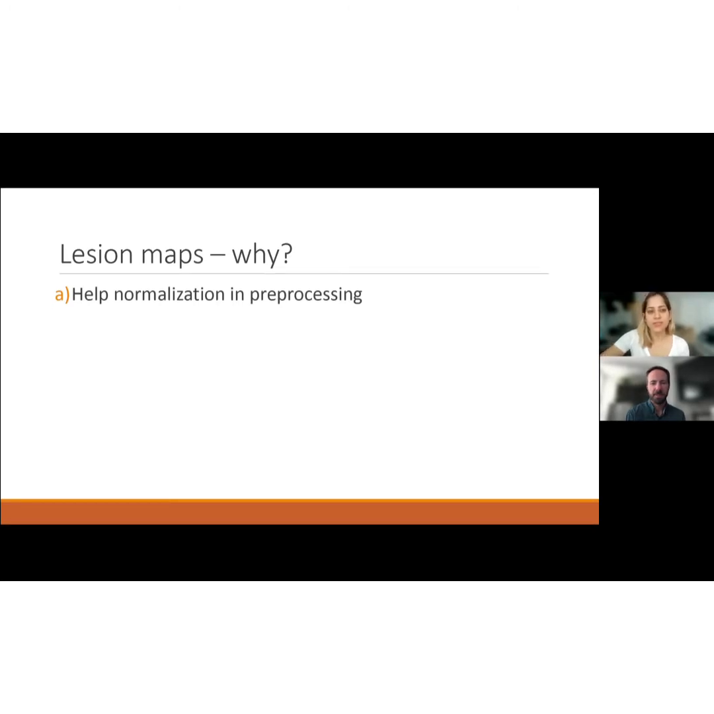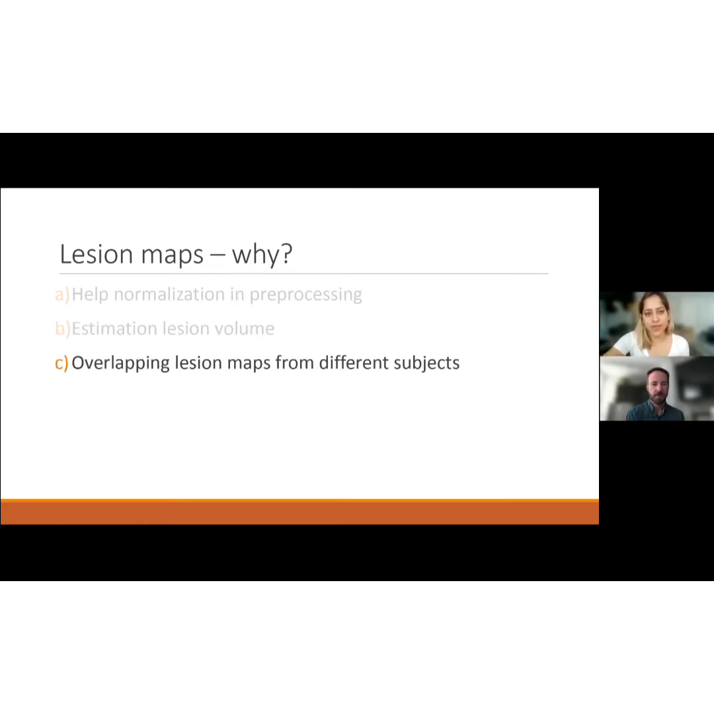Okay, more reasons for creating lesion maps is estimating the lesion volume. So we want to know how many voxels, or what the size of the lesion is. So we first have to segment it and then normalize it to standard space and see what the size of the lesion is. And if you have anything to add on top of what I'm saying, please do.